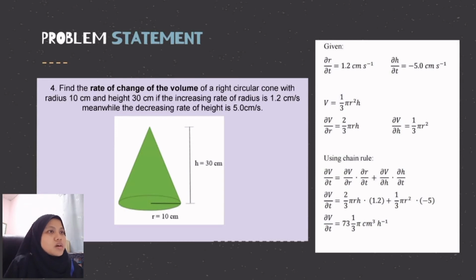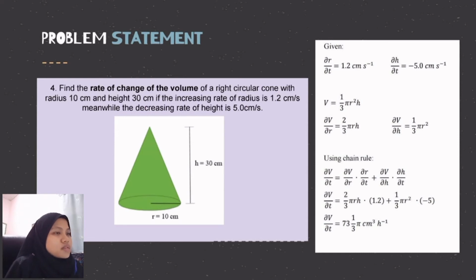So dr/dt, we already got from the question. It is 1.2 cm per second, while dh/dt we also got from the question, it is negative 5 cm per second. To find dV/dr, the volume with respect to the radius, we use the formula of the volume of a cone. The volume of a cone is 1/3 pi r squared h. So we derive the volume formula for dV/dr: we ignore the height and derive the radius only. So we got 2/3 pi r h.